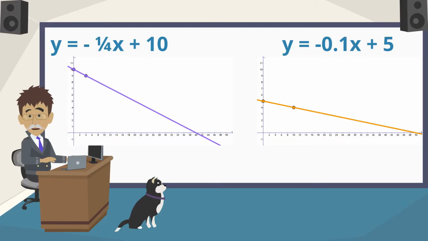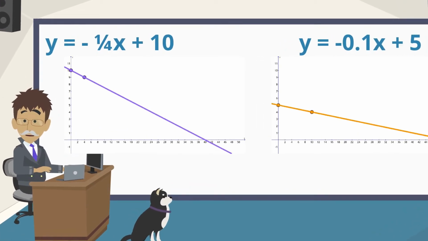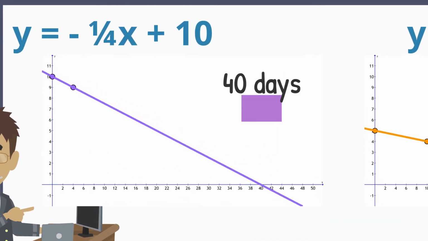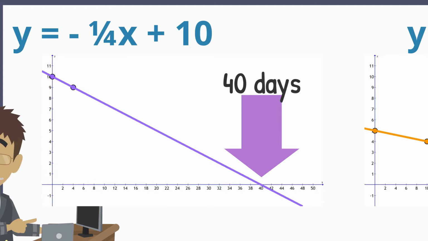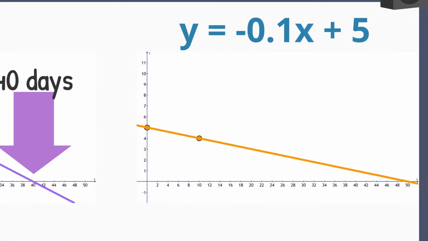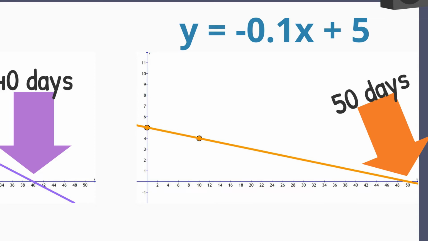Looking at the two graphs, you can see the purple line representing the first kibble crosses the x-axis at day 40. This means the bag of food will be empty on day 40. The orange line represents the second kibble. It crosses the x-axis on day 50, meaning the second type of kibble lasts longer.